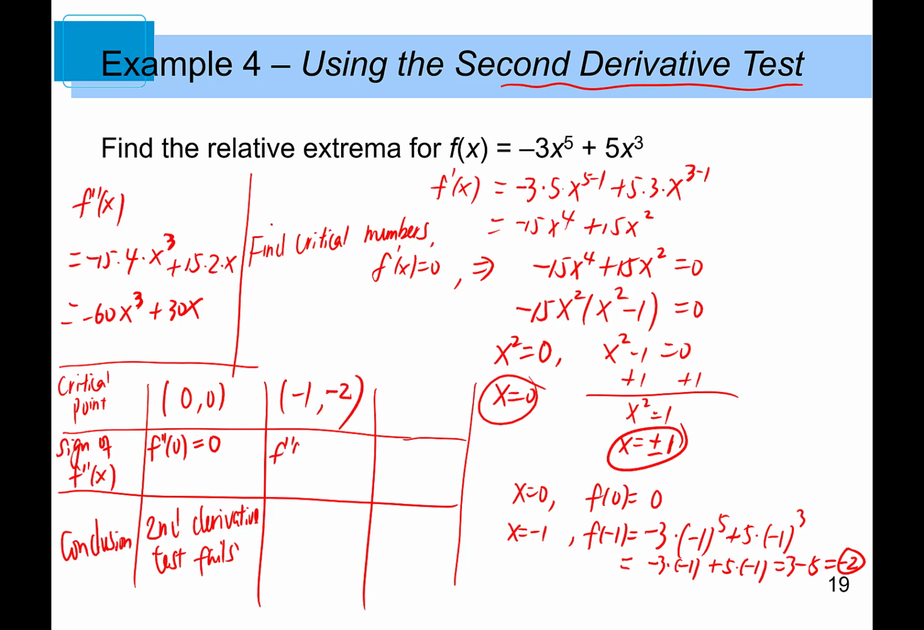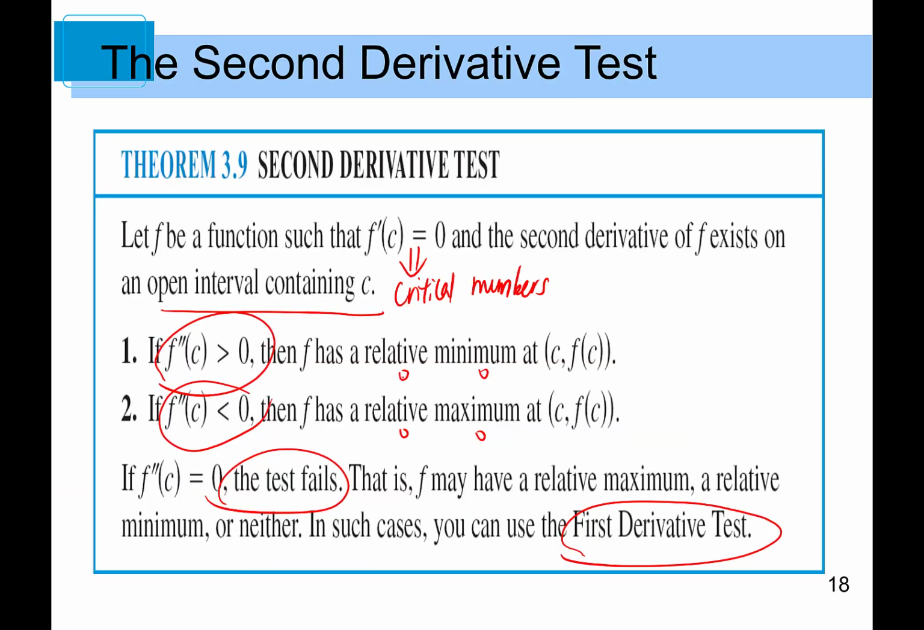So f double prime of negative 1 equals negative 60 times negative 1 to the third plus 30 times negative 1, which gives us 60 minus 30, greater than 0. That means we have a relative minimum according to the theorem, right? Relative minimum.